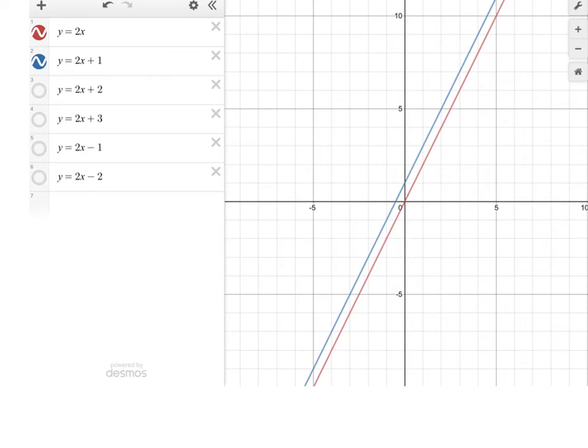Okay, so what's happened here is we have our red line, which is our y equals 2x, and we have our blue line, which is y equals 2x plus 1. So 1 has been added on. The line has moved up one place. Pick a point, everything has moved up one place.